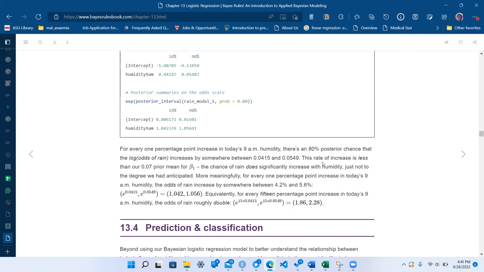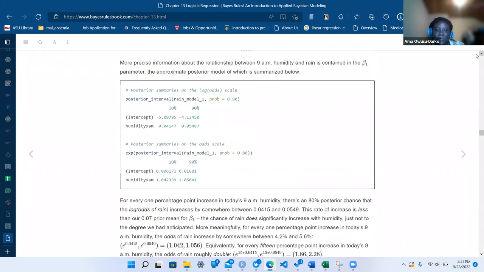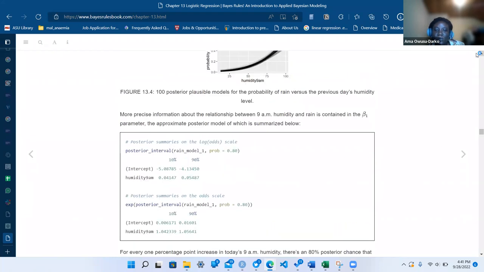I don't see him doing that interval in here for that particular question, like the 9 a.m. humidity. It's in that little summary where he exponentiates the posterior interval of the rain model. That was about an increase in today's humidity. Wait, so are you thinking that this one is about the 99% one? No, that's just with beta one, this is the uncertainty in that parameter value. Okay. But this is just an 80%.